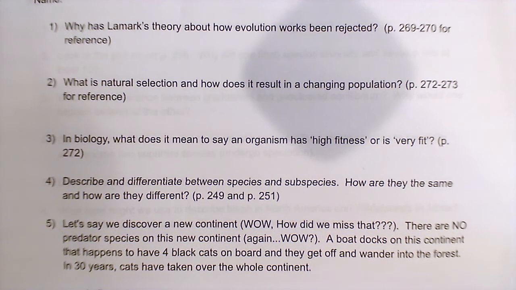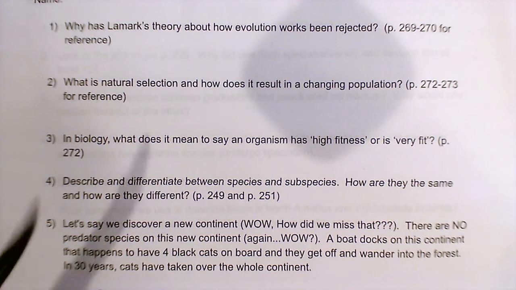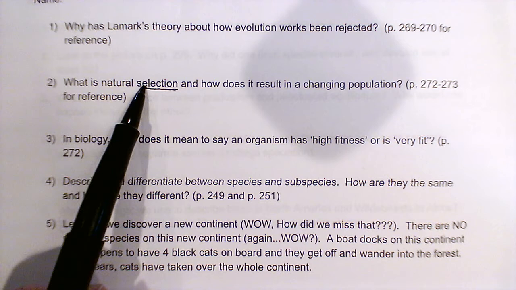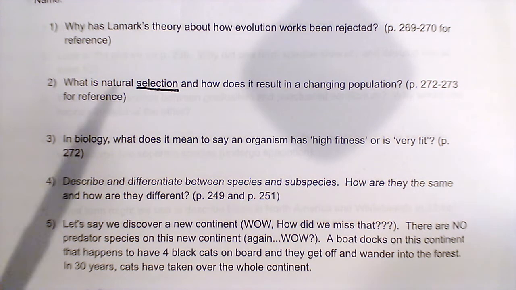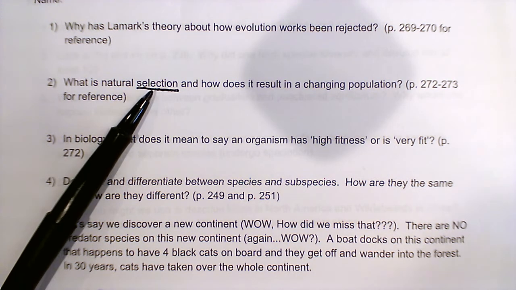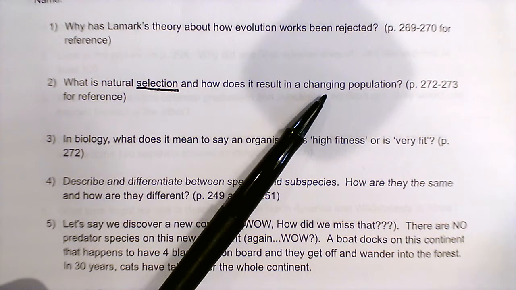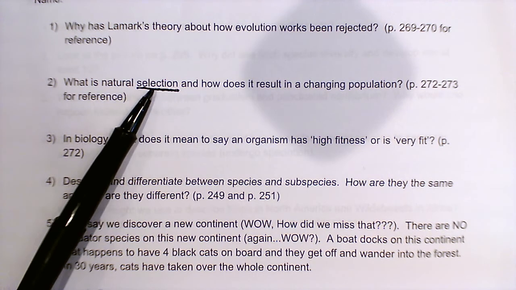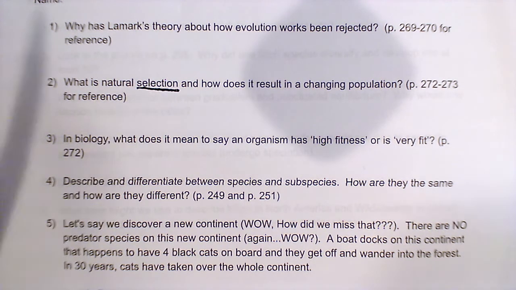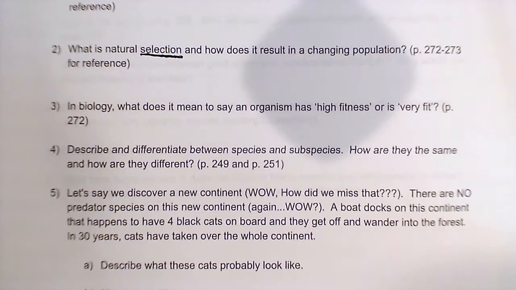What is natural selection and how does it result in a changing population? Key word on this is the selection. Okay, so the organisms that are the most fit are quote unquote selected, meaning they get to reproduce. Their genes get passed on more often because they are going to have more babies than the ones that are not selected. So it results in a changing population because the organisms that are selected get to pass their genes on, and so over time their genes are going to become more common in that population.